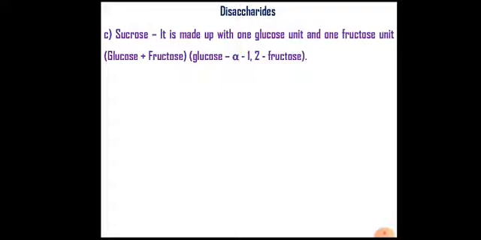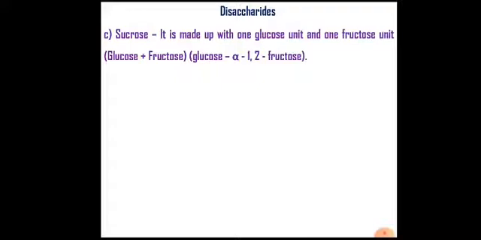Remember, what is the difference between glucose and galactose, glucose and fructose? Both are hexose sugars, but glucose is an aldose sugar and fructose is a ketose sugar. We have already learned the difference between aldose and ketose. An aldose sugar contains an aldehyde group, that is CHO, and a ketose is a sugar which contains a keto group, that is C double bond O, which we can see in the planar structures of glucose and fructose.